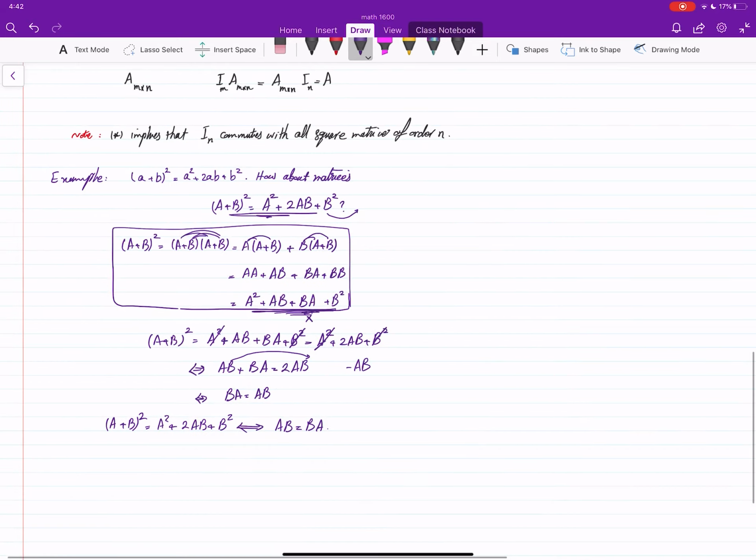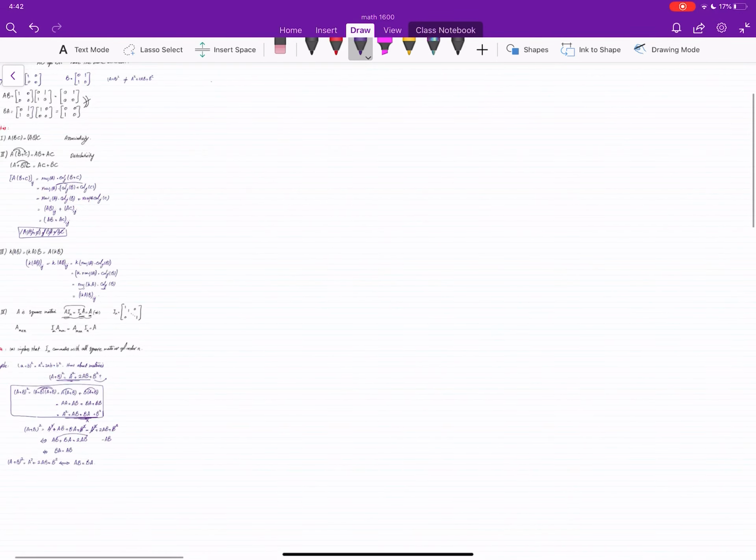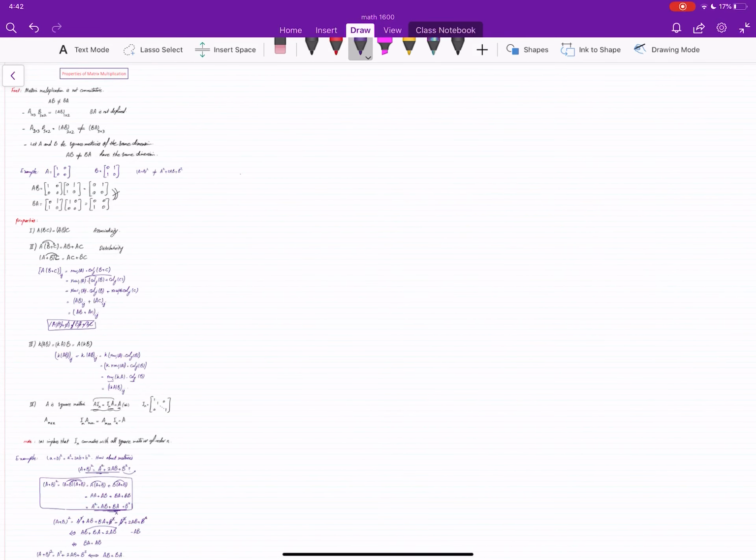Okay, so these were the list of properties of matrix multiplication, and we saw some nice examples.